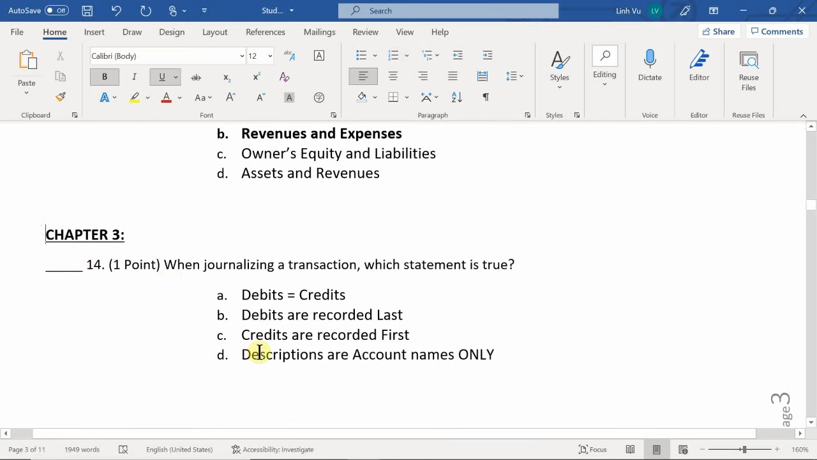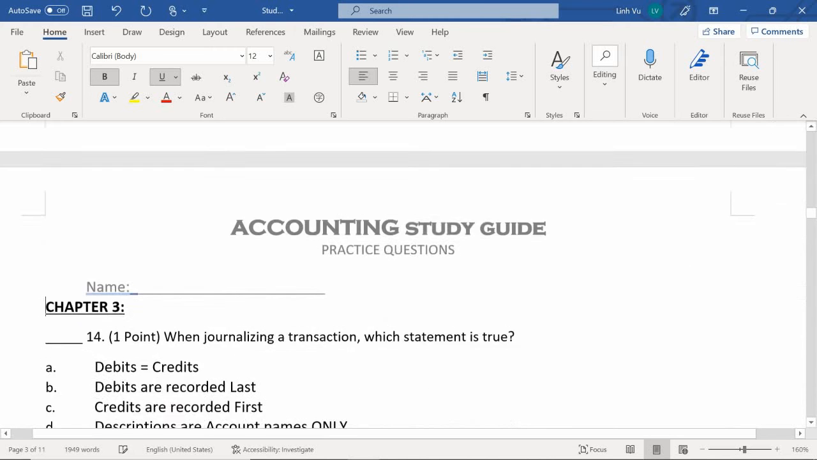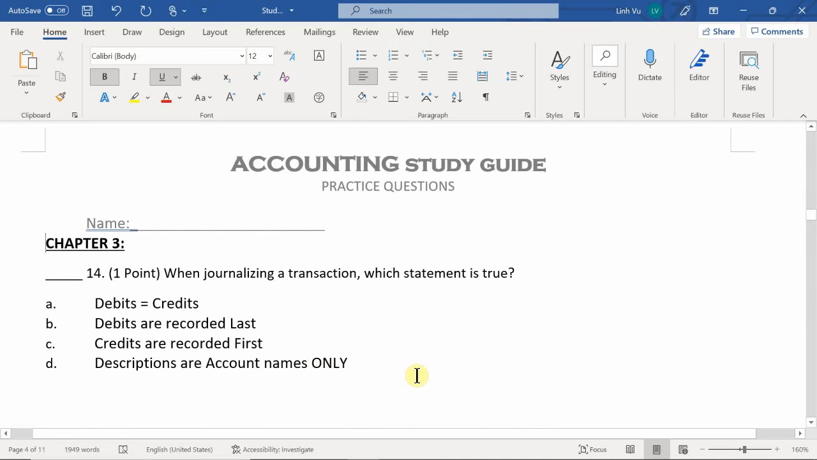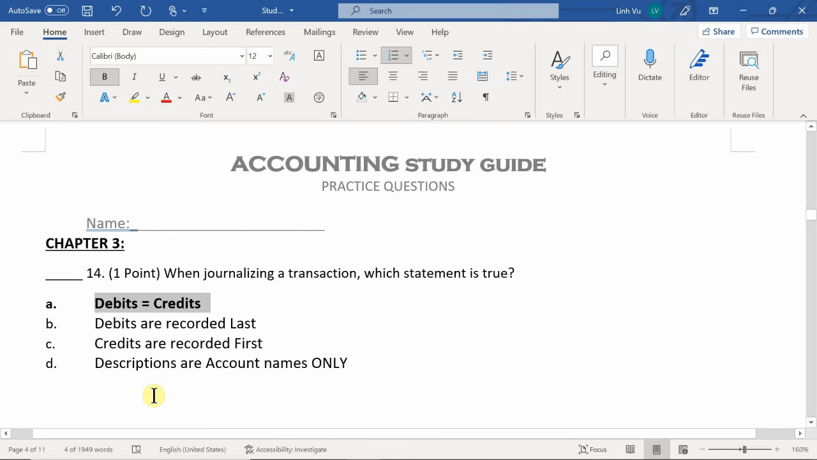Okay. Next chapter we have here is chapter 3. Okay, so chapter 3. Okay. Question 14. When journalizing a transaction, which statement is true? I would say A. A, your debits must equal your credits. Correct, okay? That's the purpose of a journal, right? Is that your debits equal your credits, because when we use the double entry system, that's exactly what we have to do. If you have an action, you need to have an equal and opposite reaction, right? So in this case, if you have a debit, you must have an equal number of credits.